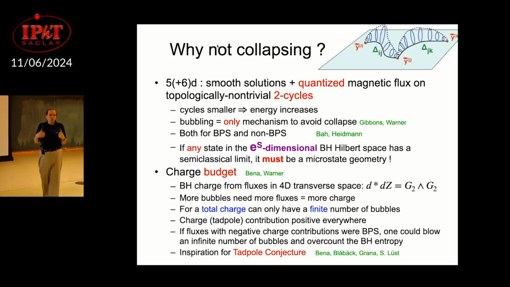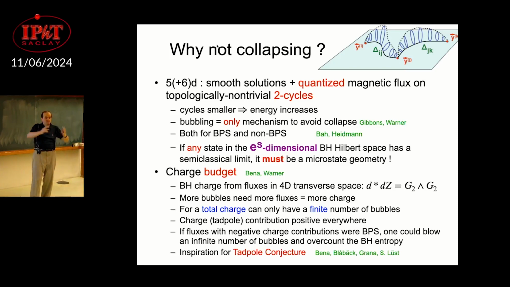So in a sense, when you put fluxes on bubbles, the bubbles don't want to collapse, they actually want to expand. And there's a nice balance between gravity, which pulls the bubble together, and on the other hand, these fluxes which want to expand the bubbles. You really have a nice balance between them, and this is the mechanism that prevents collapse.